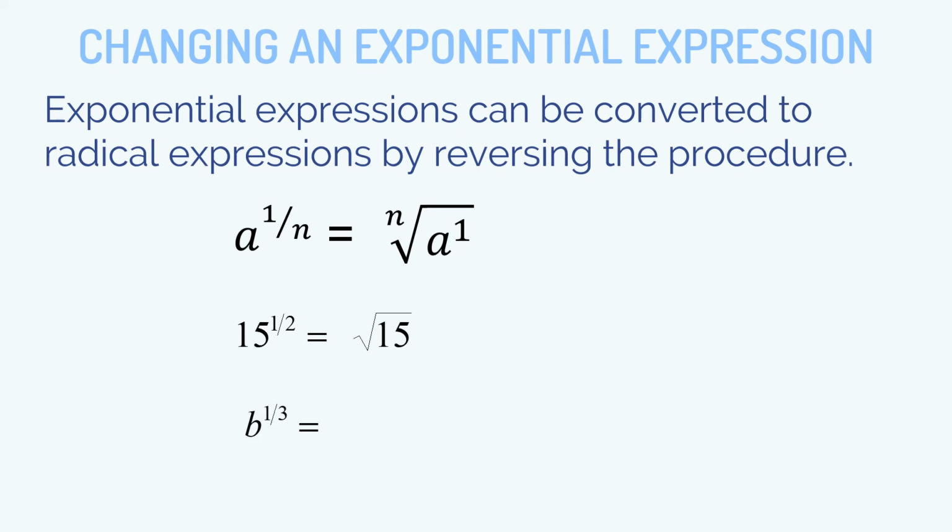Let's do one more. What if I have b to the 1/3? The index will be the denominator of the exponent, or the power, of b to the 1/3. It is 3, so this will be the cubic root. b to the 1/3 equals the cubic root of b to the 1, or just the cubic root of b.